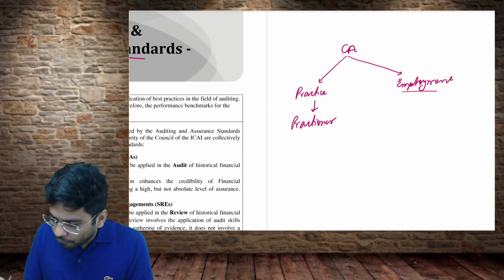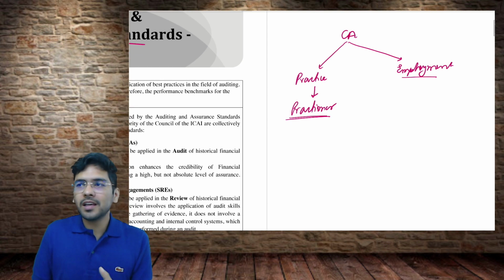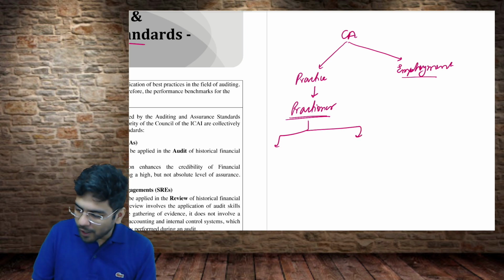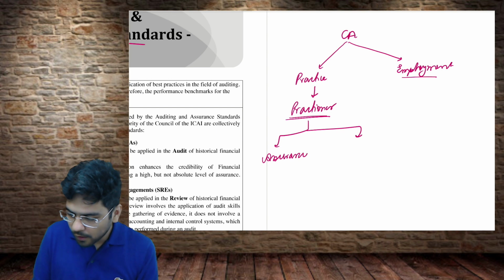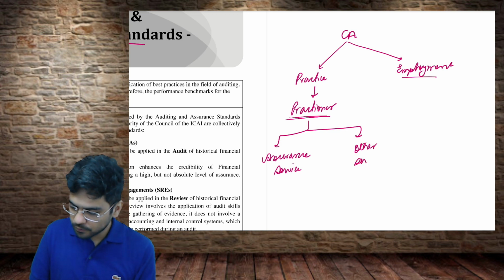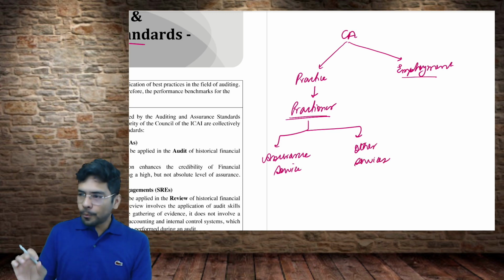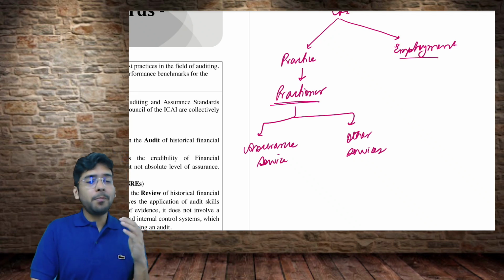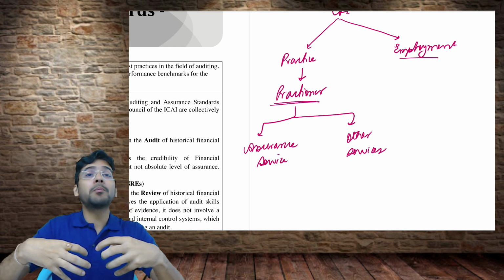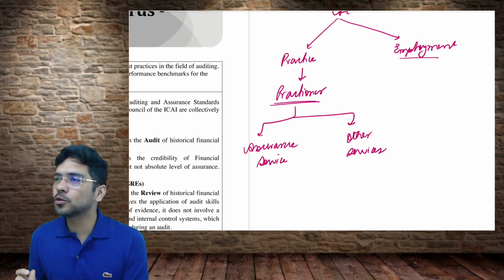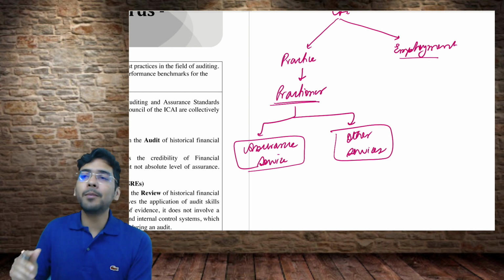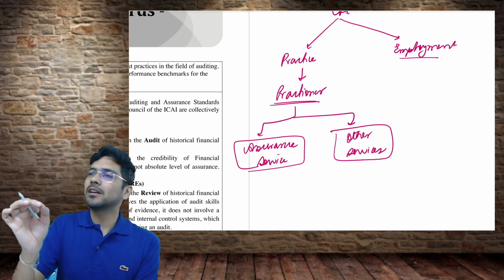Now when I say a chartered accountant is in practice, he will be able to provide different types of services to the society. One service is called assurance service, and the second is other services. So a practicing chartered accountant, that means a practitioner, will be able to serve the society by offering these two services: one where he gives some assurance, and secondly other services. Now I am going to define these words for you, and accordingly you will get to know what the different standards are that we have to follow.